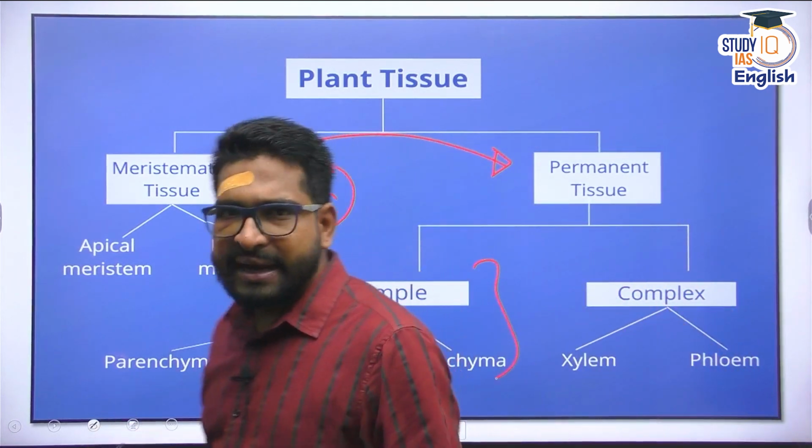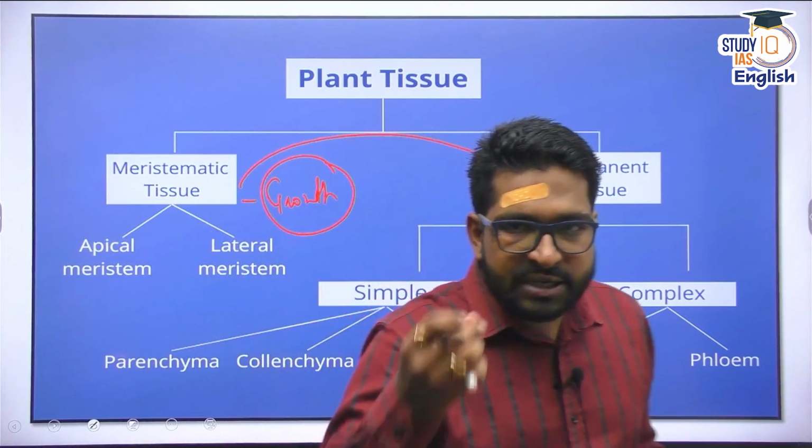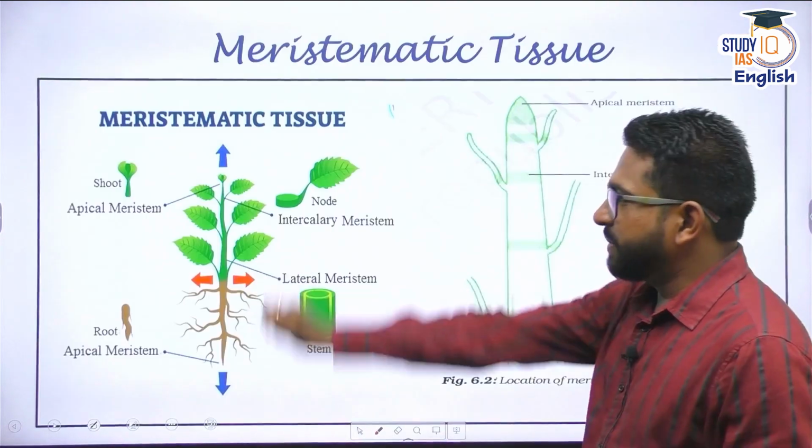So this is the basic characterization. It will help you to remember from an exam perspective. Now let's enter into the plant tissues one by one. We'll first talk about meristematic tissue.